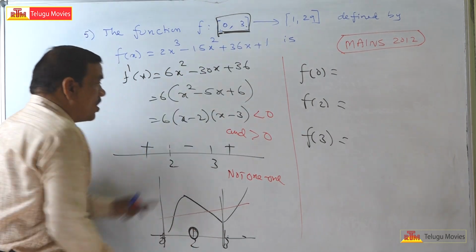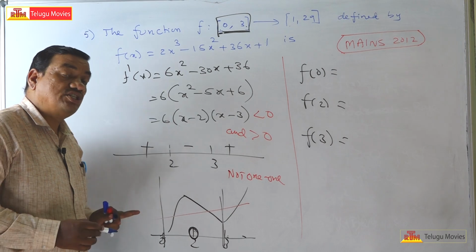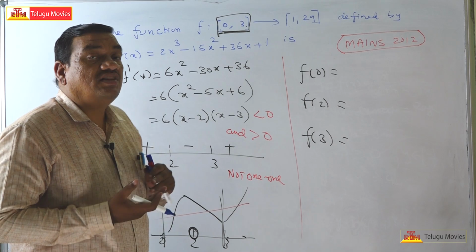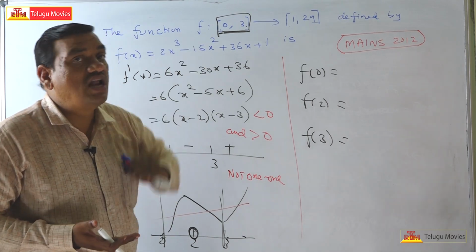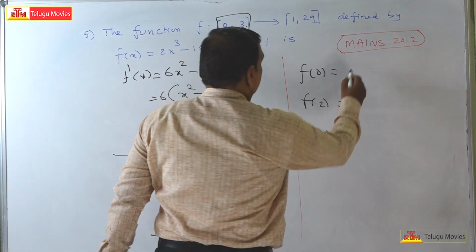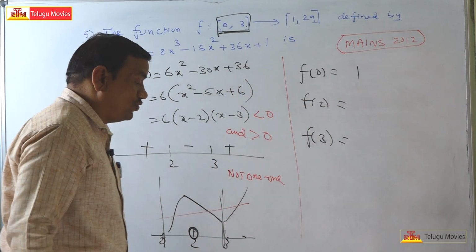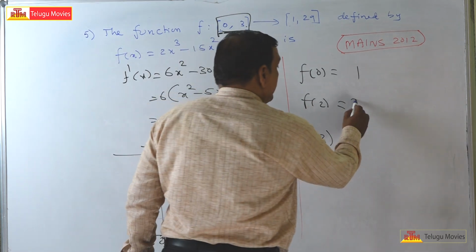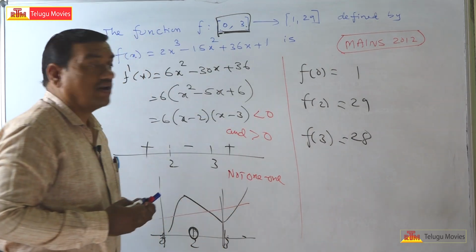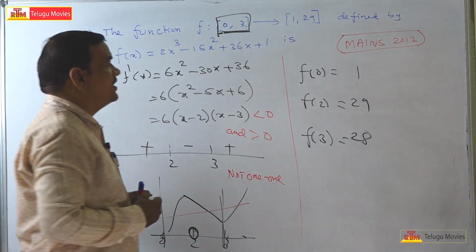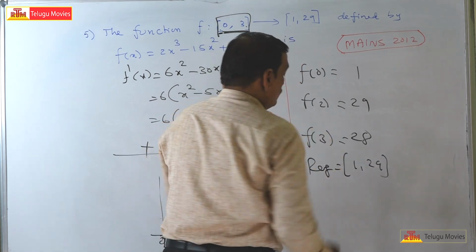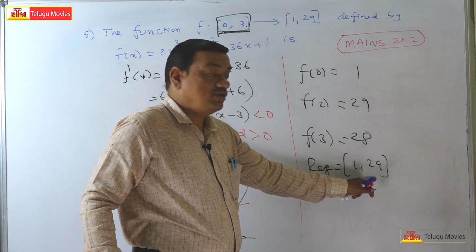Here we got 2 as a turning point. Definitely at these points only you will get the maximum and minimum values, and that is called the range. If you see, f(0) is 1, f(2) is 29, and f(3) is 28. Calculate this; I already calculated it. So what is the range here? The range is 1 to 29: the lowest value is 1 and the highest value is 29.